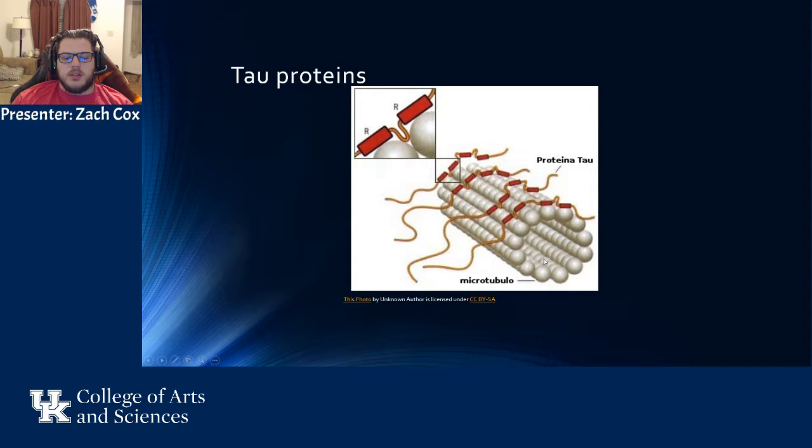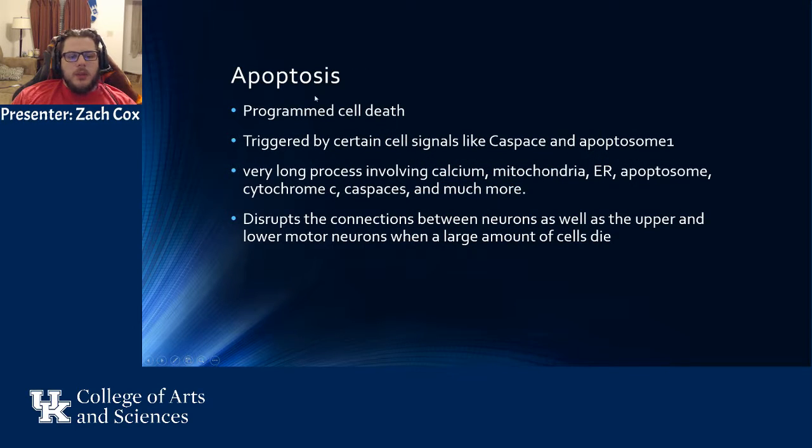So as you can see, the inner microtubule is right here, and then you have the tau protein, just long tau proteins that kind of fit into the little niches of the microtubule and the tubulin, alpha and beta tubulin, the two components. Now, apoptosis is programmed cell death, and it is triggered by cell signals like caspase and apoptosome. These two things are released from the endoplasmic reticulum and the mitochondria whenever there's a large influx of calcium or cytochrome C or BAK or BAX.